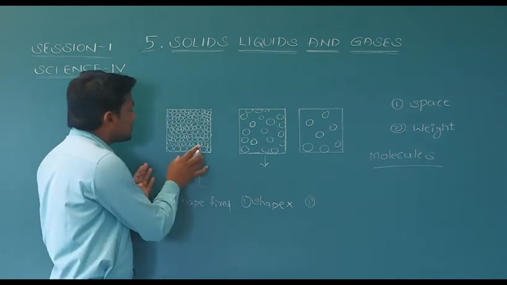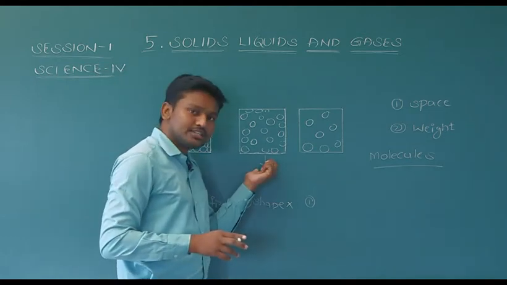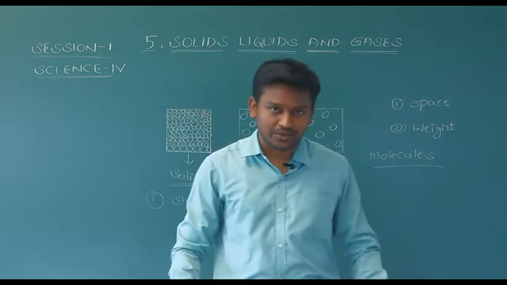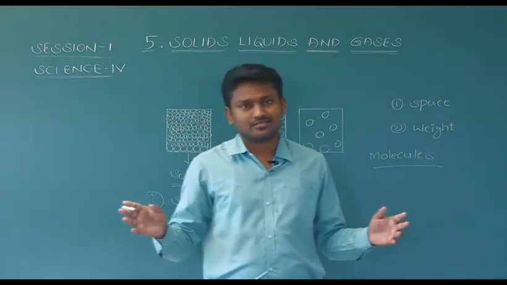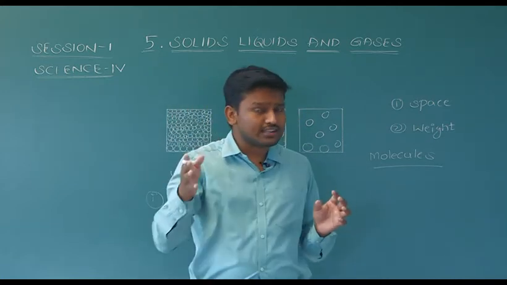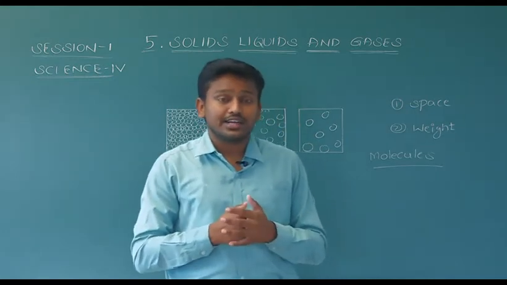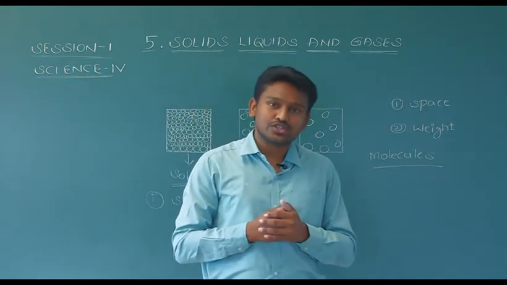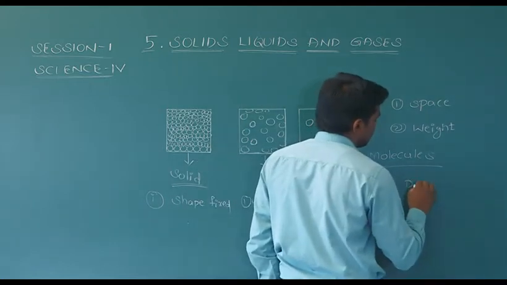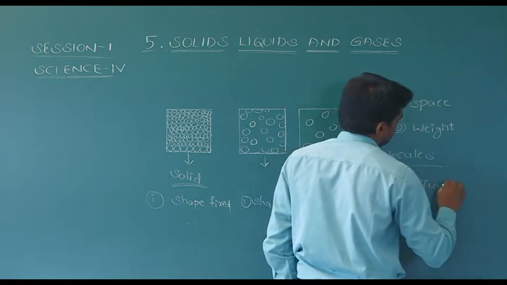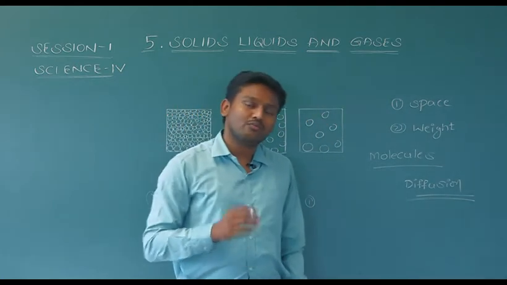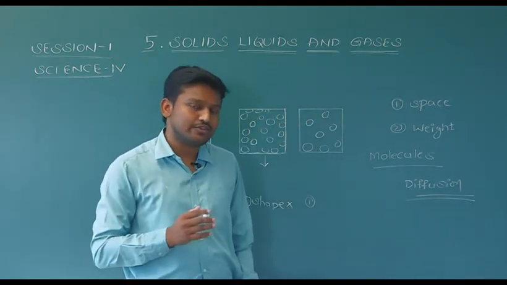So, that is why this shape is fixed, and this shape is based on the container, and gases do not have any fixed shape, they spread everywhere. Okay. So, gases that spread from one place to another, we call this diffuse or diffusion. What is that? Diffusion. Molecules moving from one place to another place, we call that diffusion.